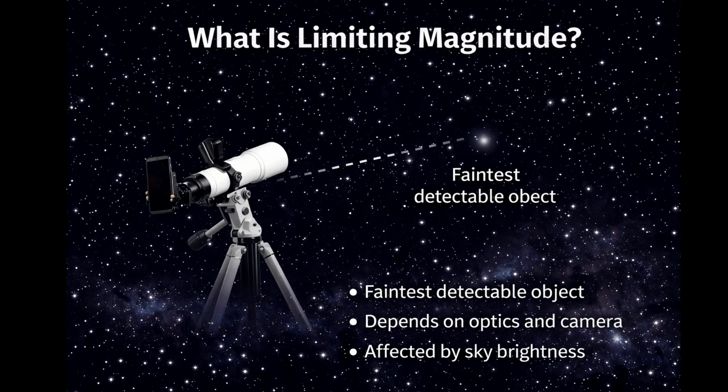Limiting magnitude is the faintest star that a telescope and camera system can reliably detect under specific conditions. It depends on several factors, including aperture size, optical quality, camera sensitivity, sky brightness, and exposure time. Because these factors vary, limiting magnitude is not a fixed property of a telescope, but something that must be measured under real observing conditions.